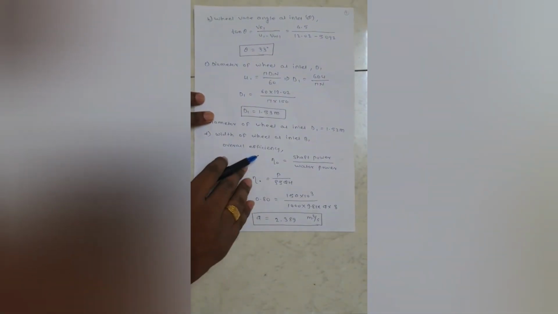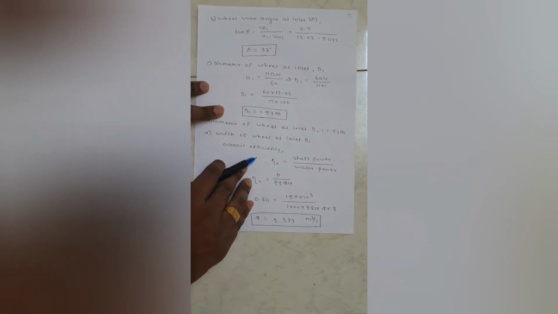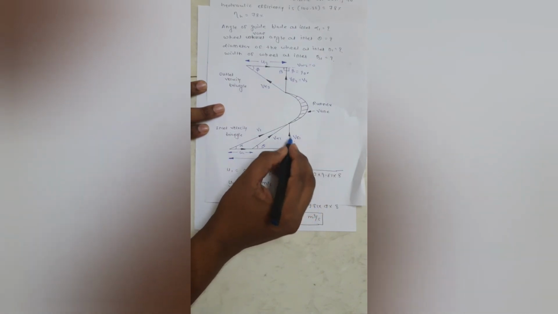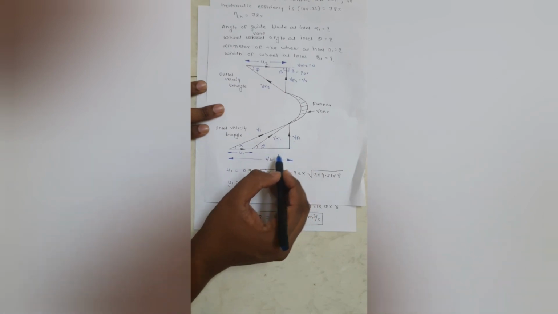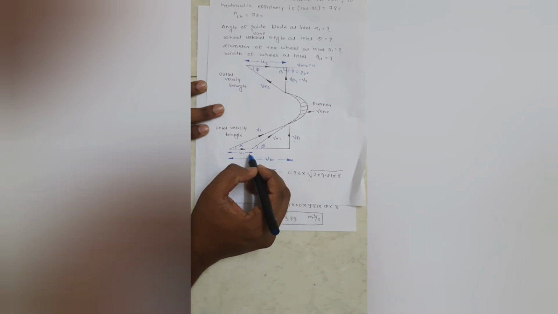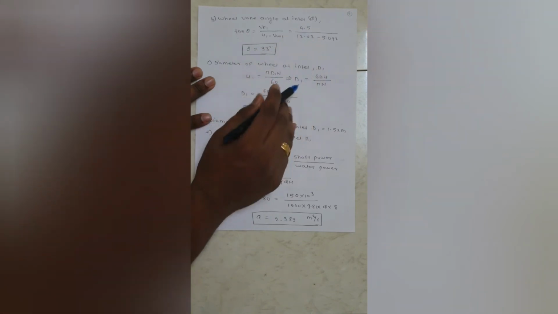Next is the vane angle at inlet. Vane angle at inlet means blade angle at inlet, that is theta. We have to find theta from the inlet velocity triangle. Tan theta is equal to the opposite side Vf1 upon the adjacent side. The adjacent side is Vw1 minus u1. So tan theta is equal to Vf1 upon u1 minus Vw1. Put the values and we get theta equal to 33 degrees.